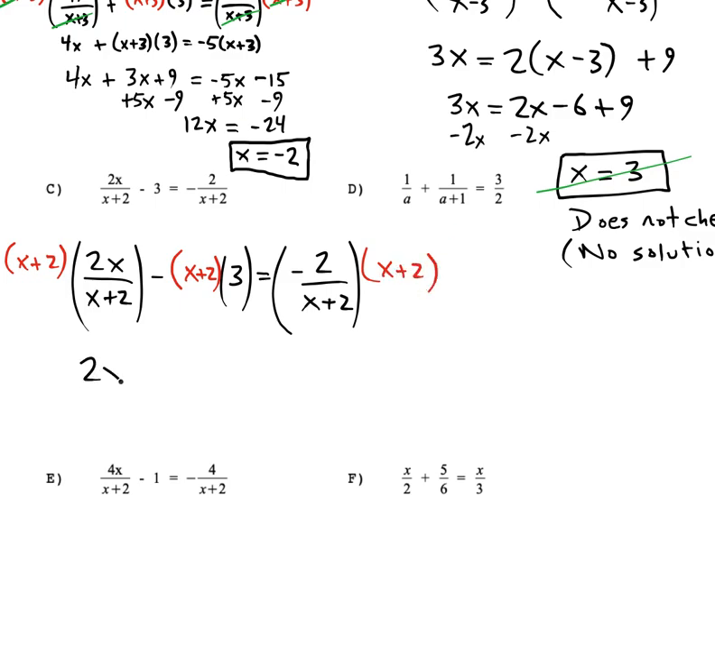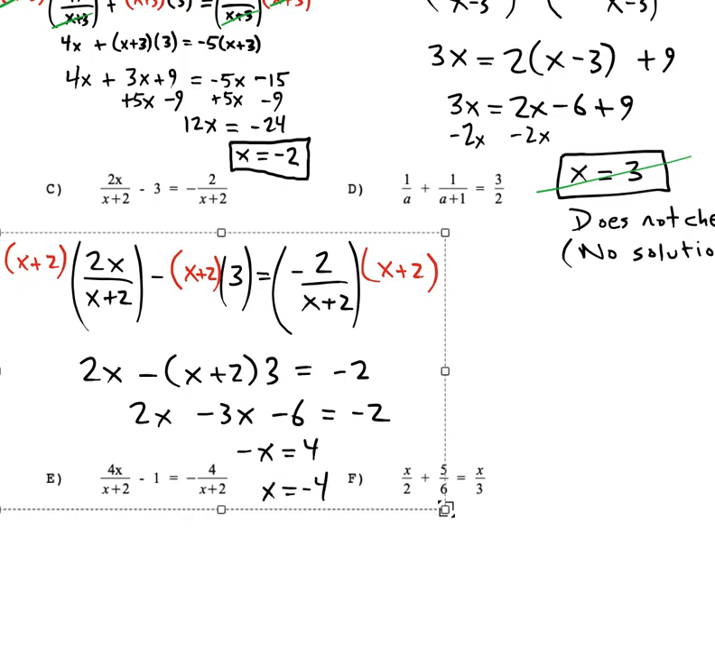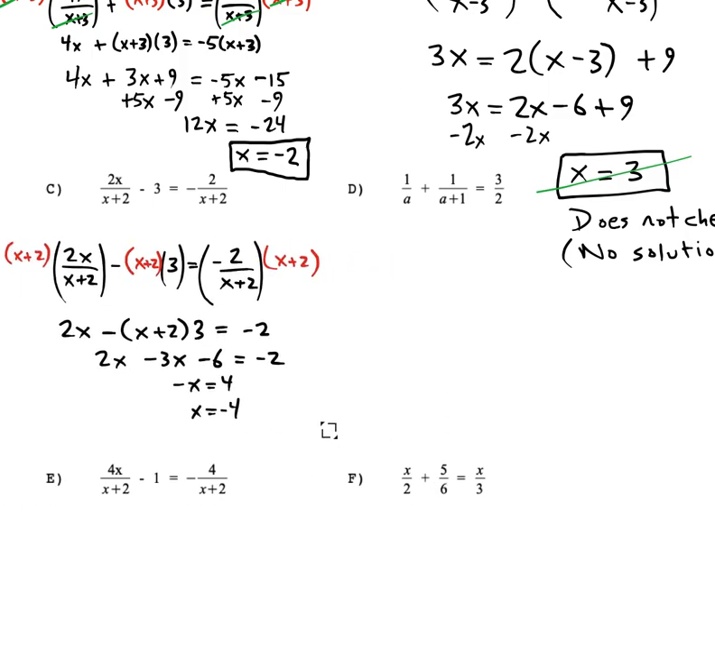Let's see, we'll have 2x minus x plus 2 times 3 equals negative 2. 2x minus 3x minus 6 equals negative 2. Negative x equals 4, therefore x is negative 4. Let's check and see if x equals negative 4 works as a solution.